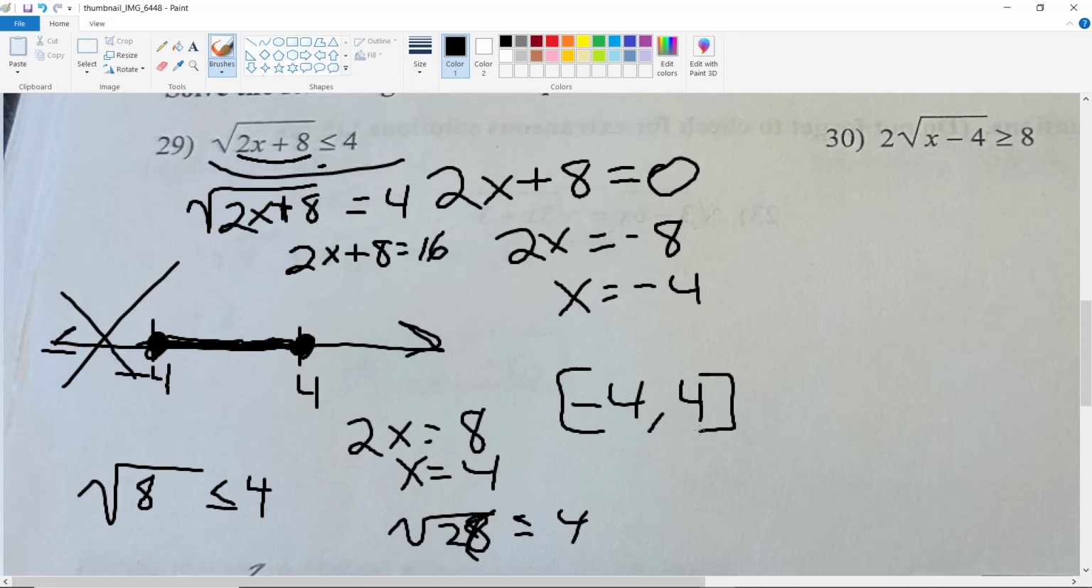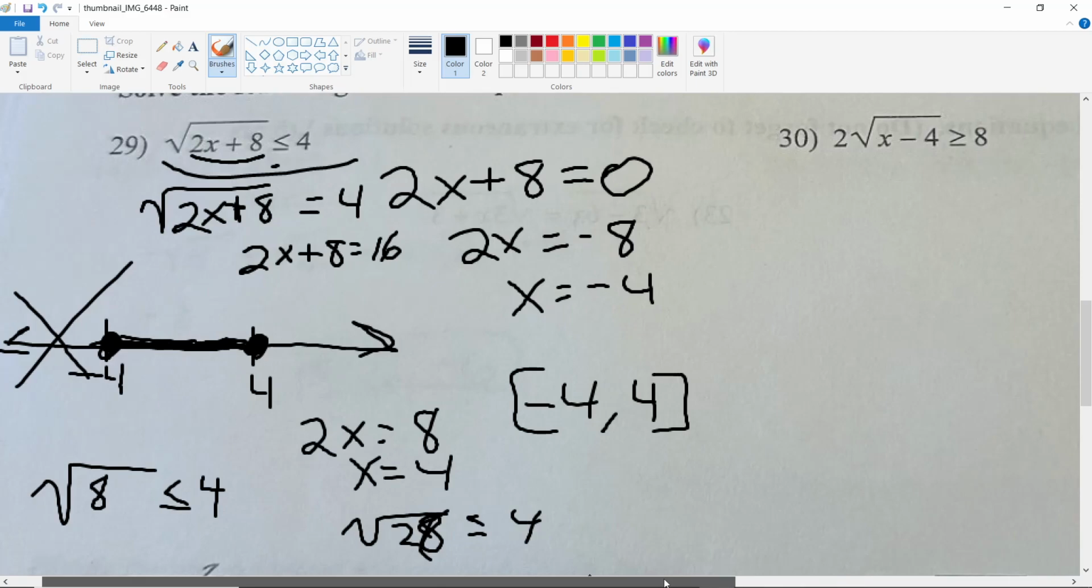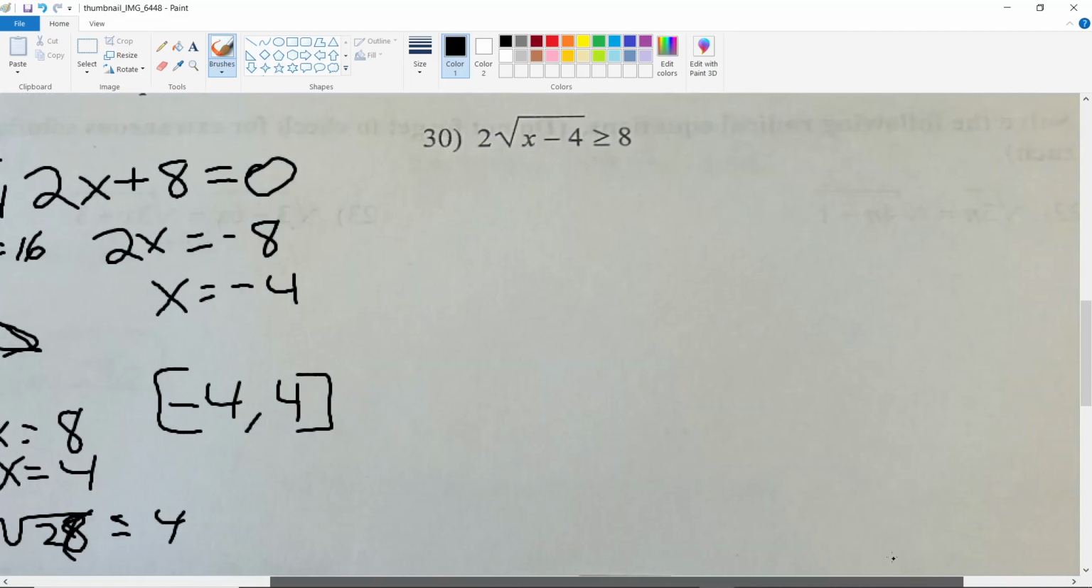So step 1, look at what's inside the square root, set it equal to 0. Use that as a test value. Look to the left and right of it to see which side is excluded. Then turn your inequality into an equation, put an equal sign. Isolate the square root, square both sides, solve for the variable. That's another test number, and see which side the solution interval is.